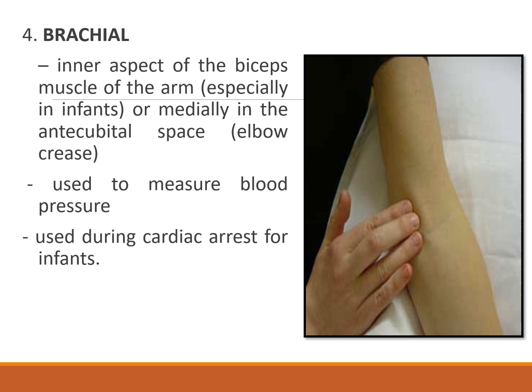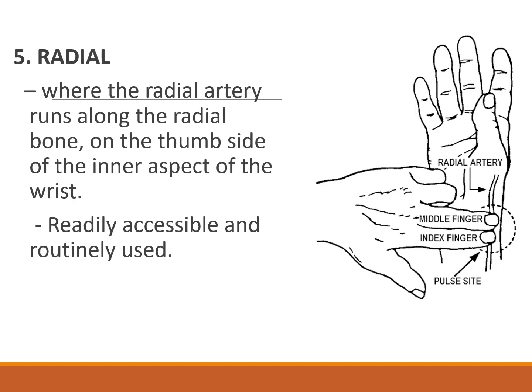The fourth site would be your brachial site. It is located in the groove between biceps and triceps muscles at the antecubital fossa. It is used to measure blood pressure, and it is also used during cardiac arrest in infants. The fifth site would be a radial site, where the radial artery runs along the radial bone on the thumb side of the inner aspect of the wrist. It is readily accessible and routinely used.